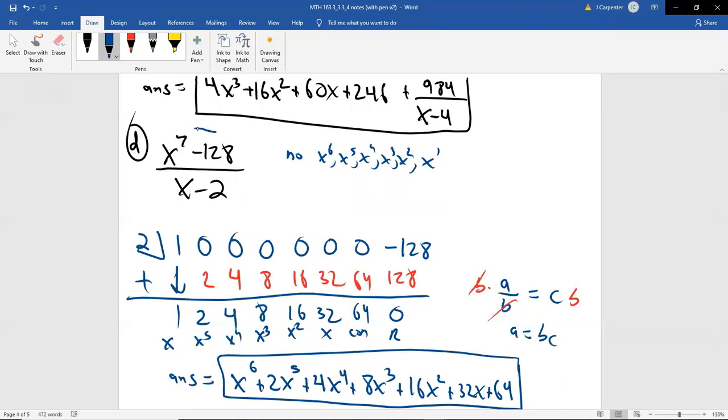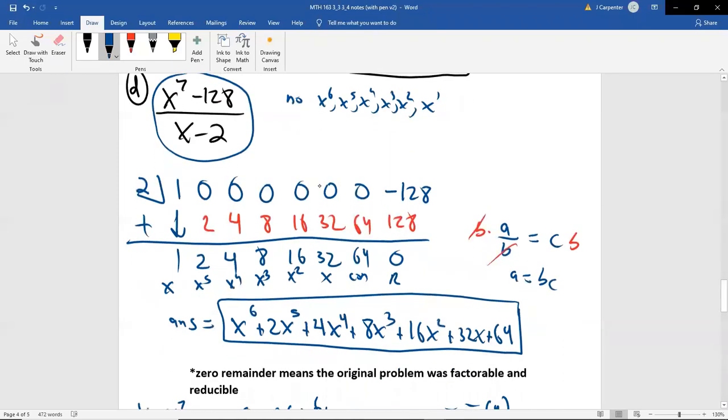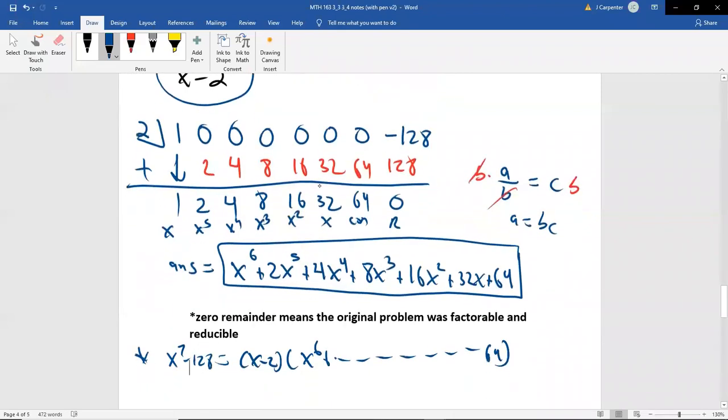So what we had is this was our a over b, and then this in the box is our c. I just multiplied both sides by the denominator of x minus 2, and that puts it next to that thing. That's all that's happening.